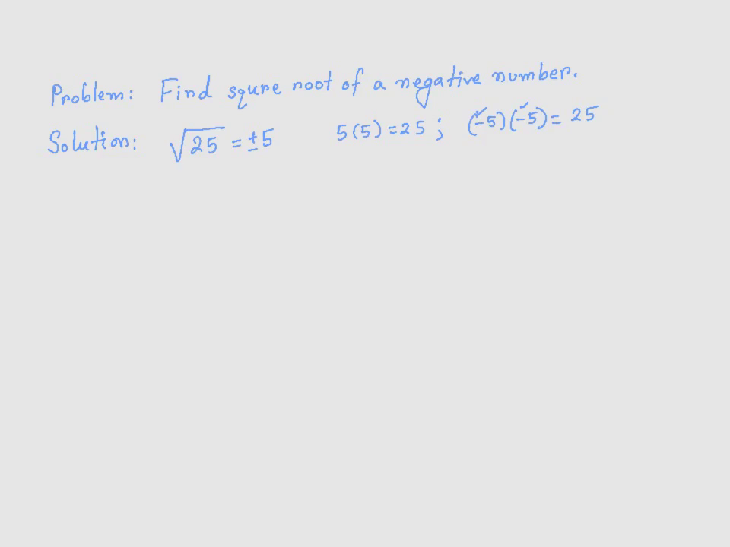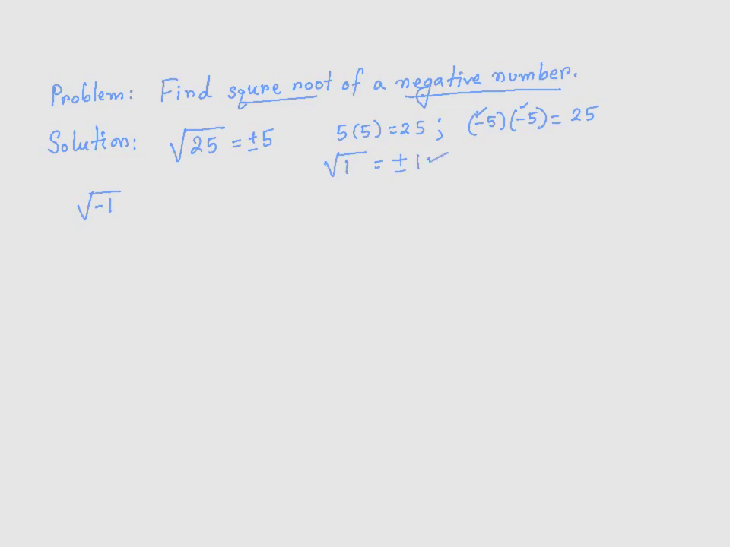Now let me take this concept and elaborate on it so that we can try to find the square root of a negative number. So let's start off with a very simple number. Square root of negative 1. We know square root of 1 is plus or minus 1, because 1 times 1 is 1, negative 1 times negative 1 is also 1.